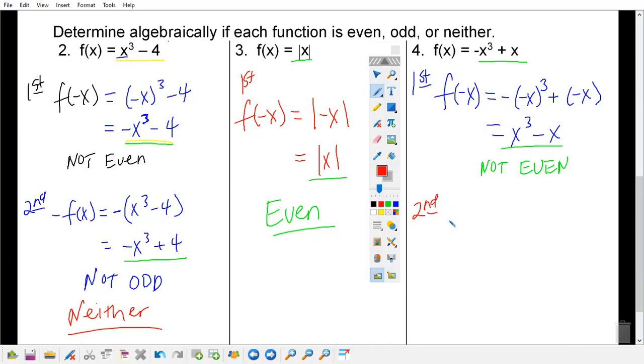Okay, now you're ready for the second thing. The second is finding your negative f of x. Negative f of x means that you have a negative times the entire function. When you multiply an expression by a negative, all you're doing is changing the signs, right? So this is going to become positive x to the third minus x. Is this and this the same? Yes, so what is this? It's odd.